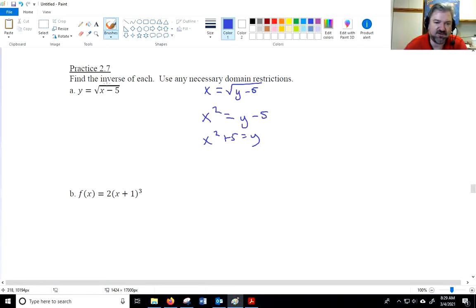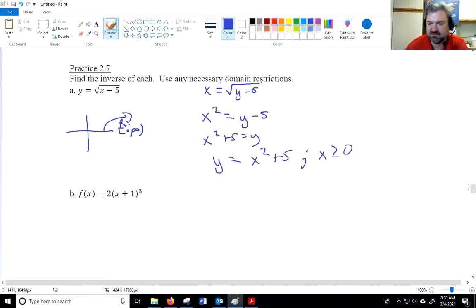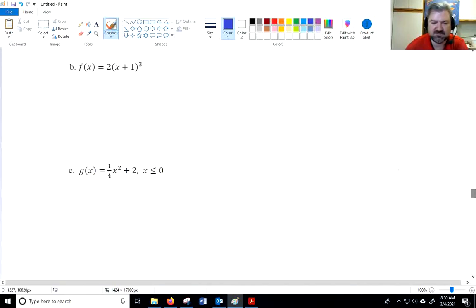Well, since we've already graphed a lot of these, you should realize that this is a square root function shifted 5 to the right. So it's just like that. So I need to make sure that my domain is restricted to this range of 0 to infinity. So the inverse function is x squared plus 5 with the restriction that x is greater than or equal to 0. All right, let's try the next one.